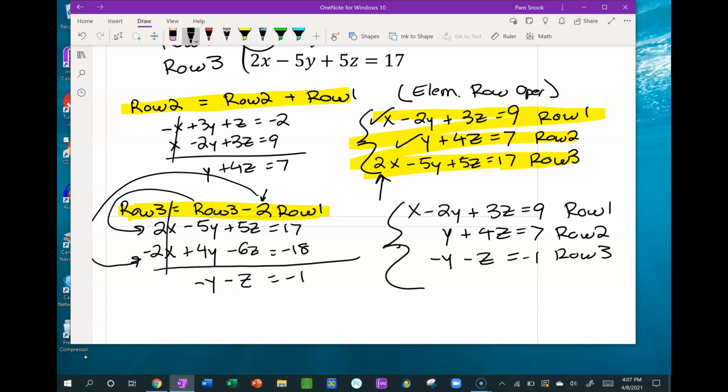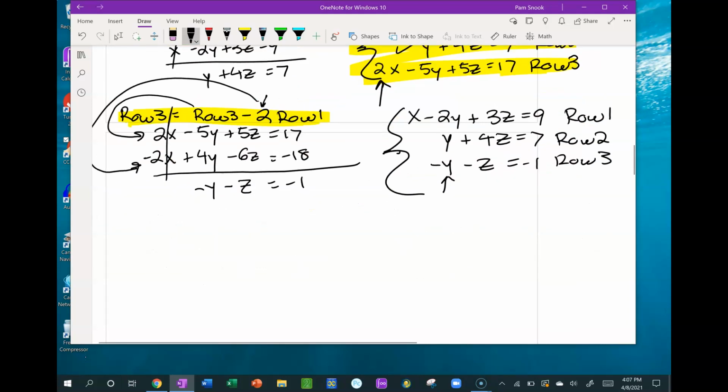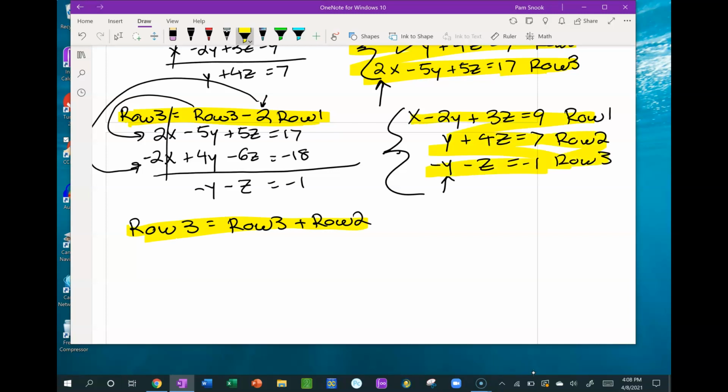Now the next thing I need to eliminate in row 3 is that negative y. That has to go. That way I'll have z by itself. So to do that, I'm just going to add row 3 to row 2, because check it out, row 2 has a positive y. So if I add those together, that y will go away. So now row 3 is going to equal row 3 plus row 2. Remember, write this so I know what you're doing. And then please write your new system. Do that every time as you go.